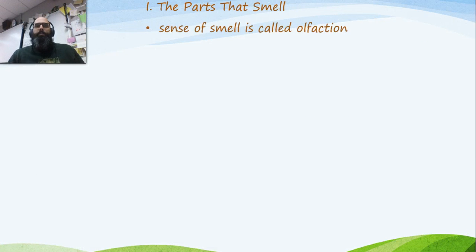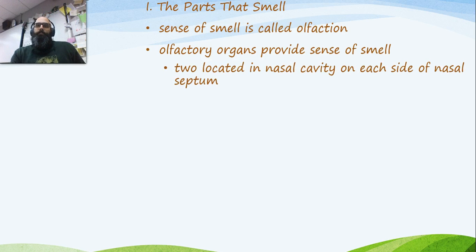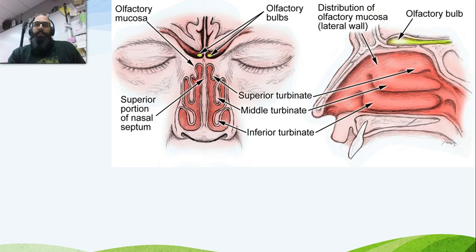The first thing we're going to go over are all the parts that help you smell any kind of odor. The sense of smell, like I said earlier, is called olfaction. There are two olfactory organs, and there really are only two, one for each nasal passageway or nasal cavity. Their location is on each side of the nasal septum. The nasal septum is the wall that divides your nose into two sides, and it also ends up being a bone that separates your nose into two halves.